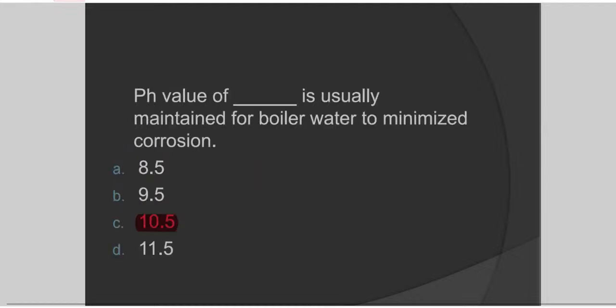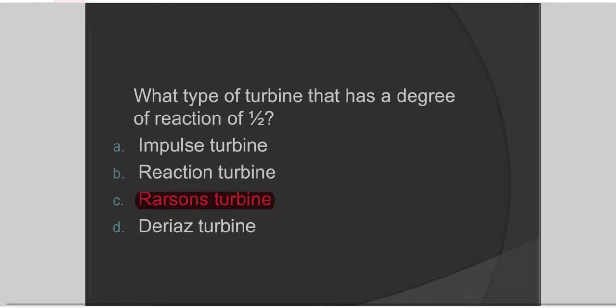The pH value of ______ is usually maintained for boiler water to minimize corrosion. A. 8.5, B. 9.5, C. 10.5, D. 11.5. What type of turbine has a degree of reaction of 1/2? A. Impulse turbine. B. Reaction turbine.